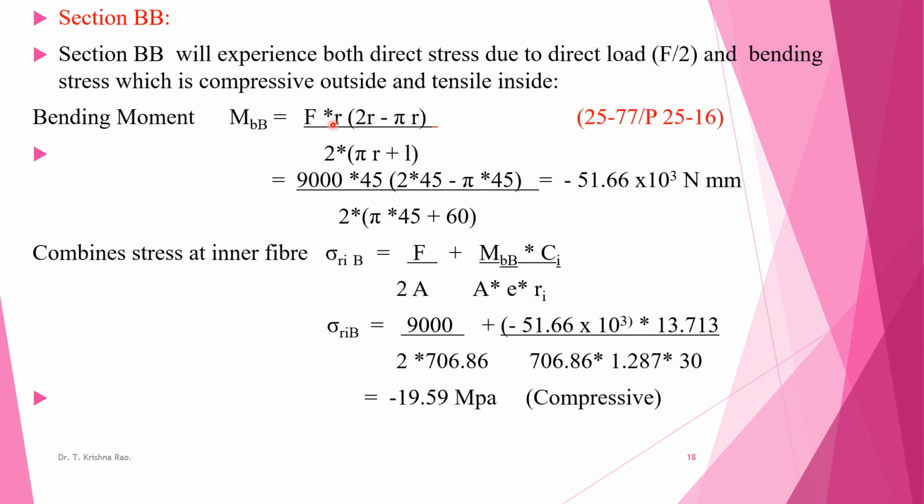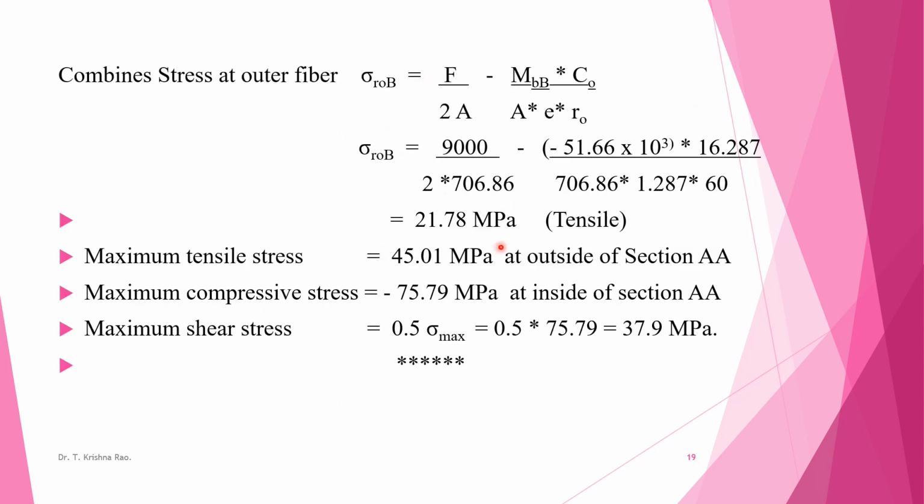Coming to section BB, another equation is given for bending moment, and we substitute the values. This is going to be negative, as already mentioned earlier. This MB will always be negative, and that negative value we substitute as it is here. In the combined stresses, section BB is an eccentric load, so you have combined stress. Combined stress will have direct stress, but here the direct stress is F by 2 divided by A. Load on each side is F by 2. Left side F by 2, right side F by 2. So the direct stress is F by 2A. This is the major difference. So we get the combined stress at inner fiber and combined stress at outer fiber for section BB. So we have got two tensile values, two compressive values.